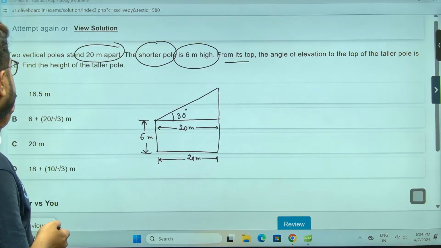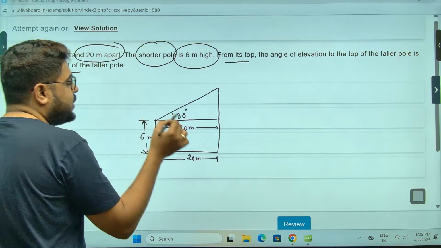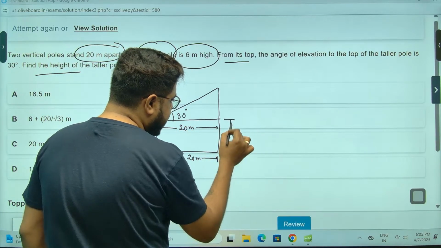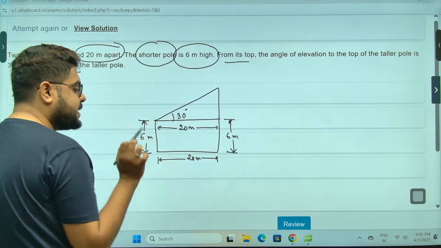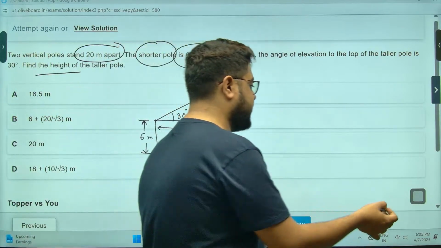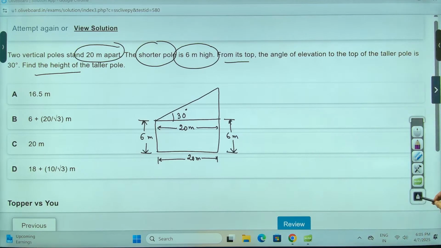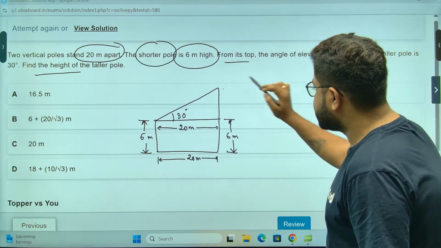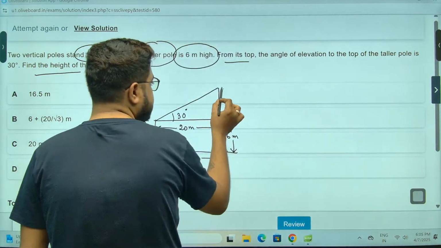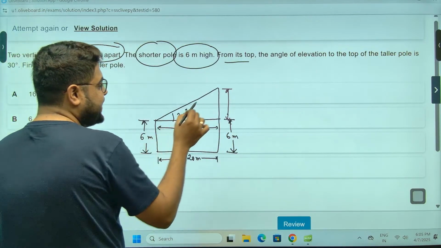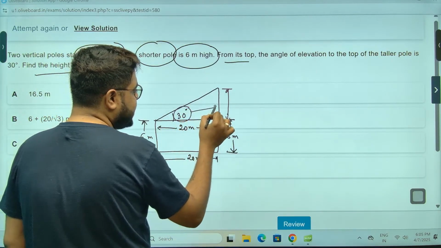Now, the height of the taller pole. Because this is a rectangle, the bottom part is 6, so this is also 6. We don't need to take pressure, we just need to solve. I just need this much. Again, it is a 30, 60, 90 triangle. This is 30, and the opposite side is 1 unit.